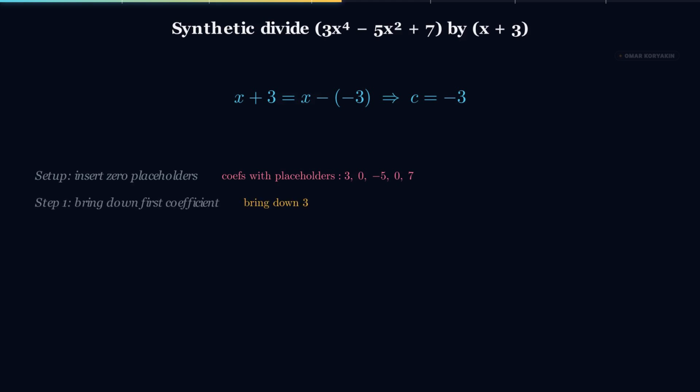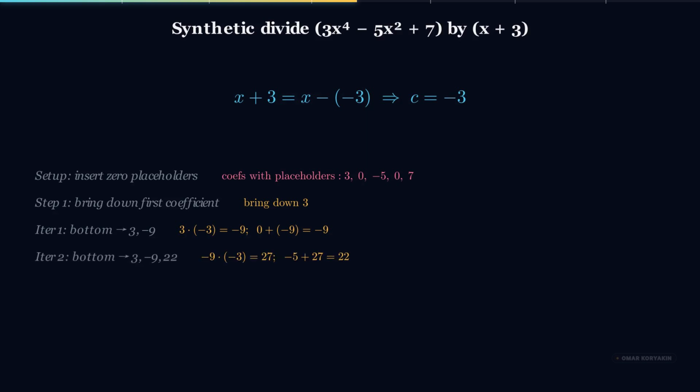Step 2. Bring down the first coefficient. Bring down 3 into the bottom row. Bottom row so far: 3. Step 3. First multiply and add. Multiply 3 times negative 3 equals negative 9. Write negative 9 under the next coefficient 0. Add 0 plus negative 9 equals negative 9. Bottom row so far: 3, negative 9.